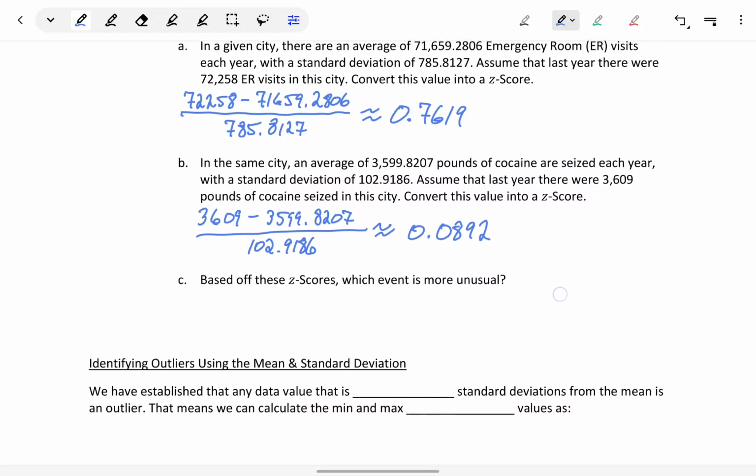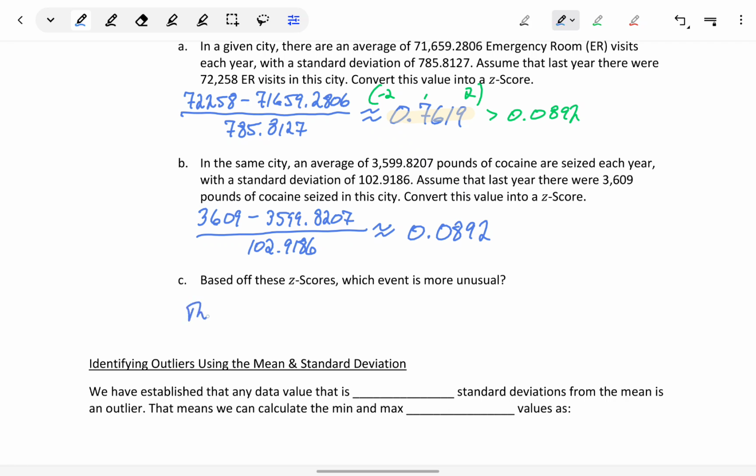Converting both of these values into z-scores now gives us a standardized scale for making comparisons. Neither of these values are unusual because both z-scores are within that range from -2 to 2. But we can compare to see which one is more unusual, which one deviates further from the mean. And in this case, it would be the z-score of 0.7619, since that's clearly larger than the second z-score of 0.0892.